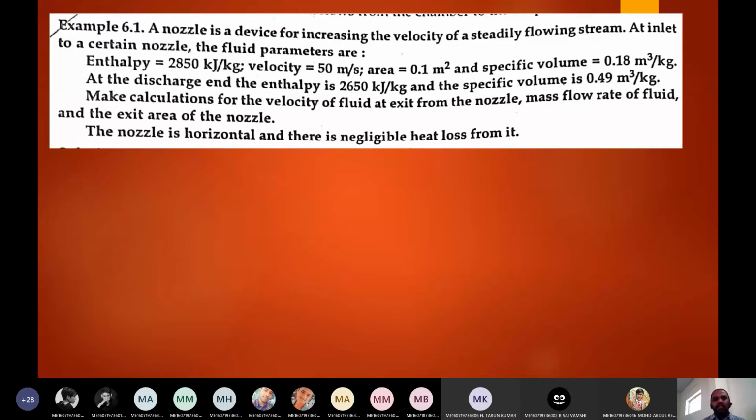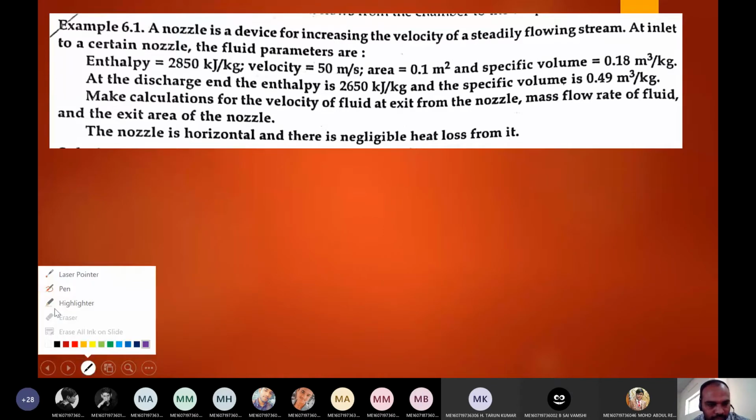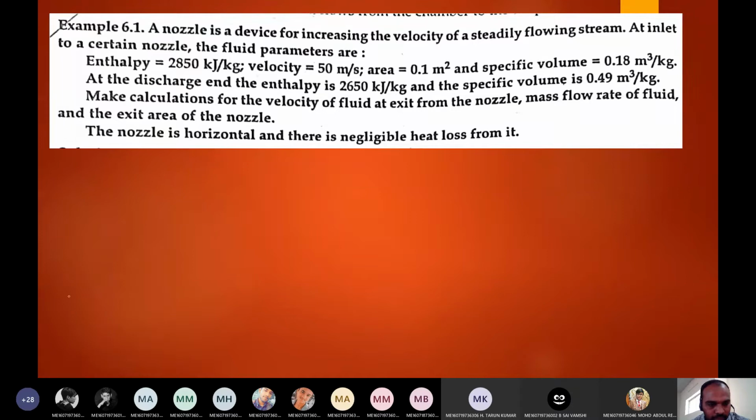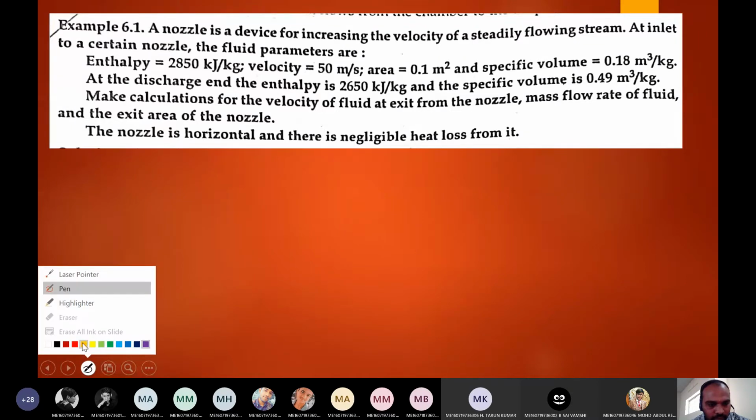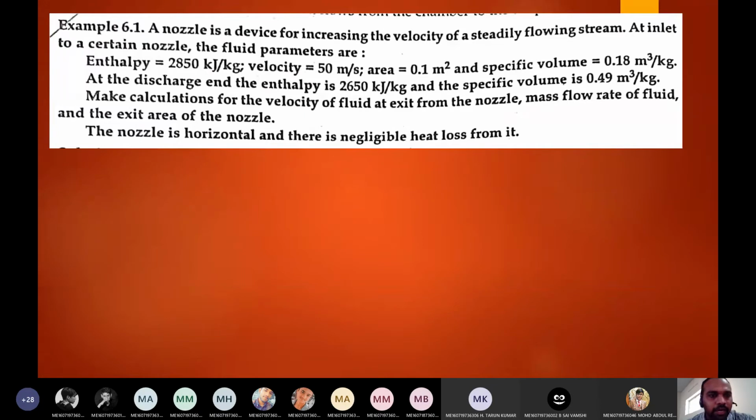A nozzle is a device for increasing the velocity of a steady flow stream. At the inlet, the properties are enthalpy. So enthalpy at inlet, what is this one? Kilojoules per kg. Capital H1 or small h1? I want the answer. Enthalpy in kilojoules per kg.